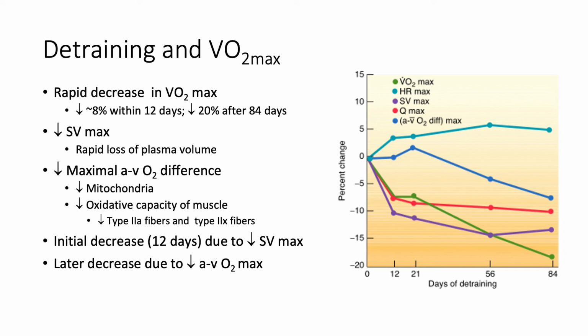The initial decrease in VO2 is due to a decrease in stroke volume, and as time goes on, the decrease in VO2 is due to a decrease in arteriovenous difference.